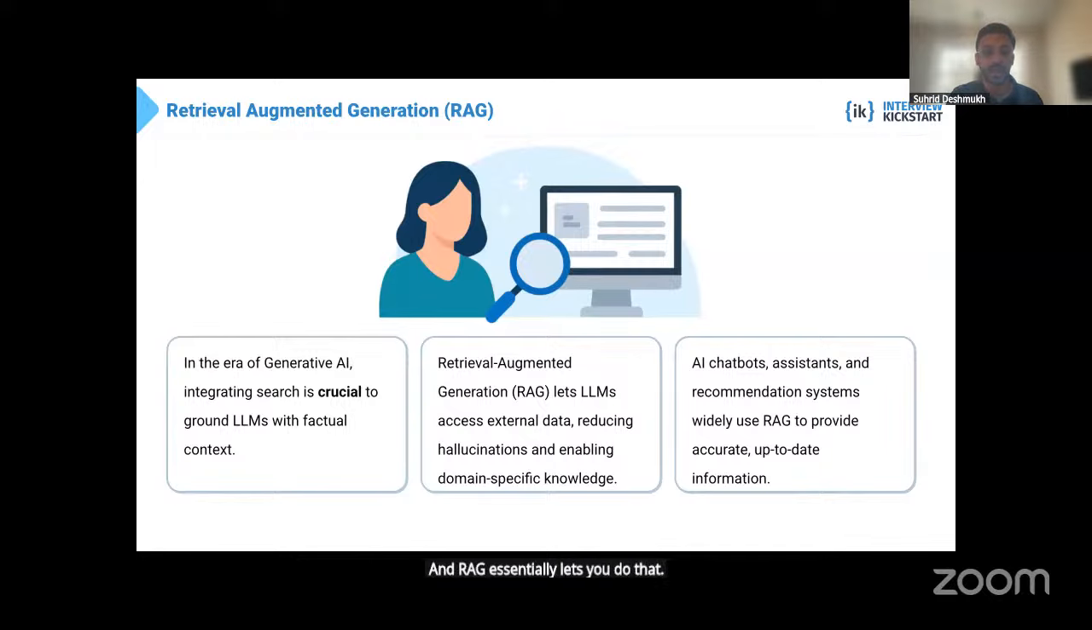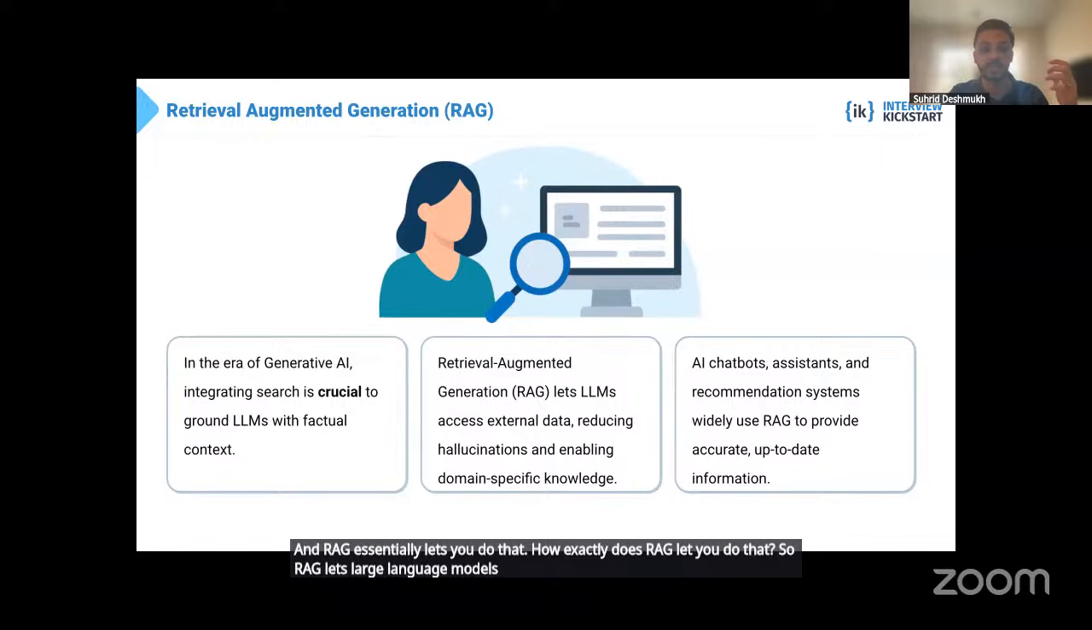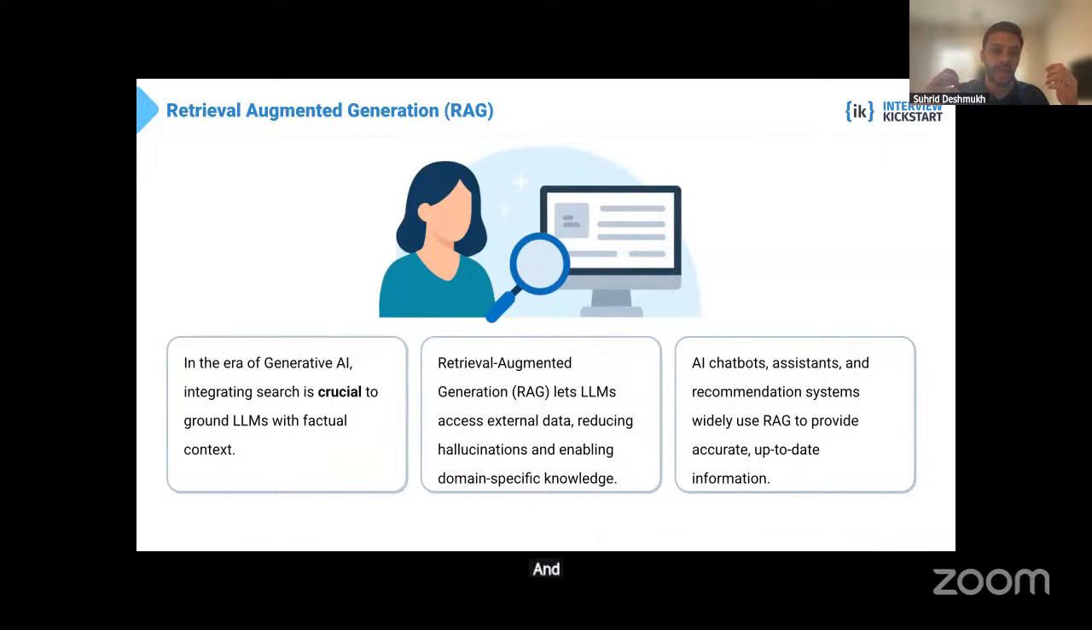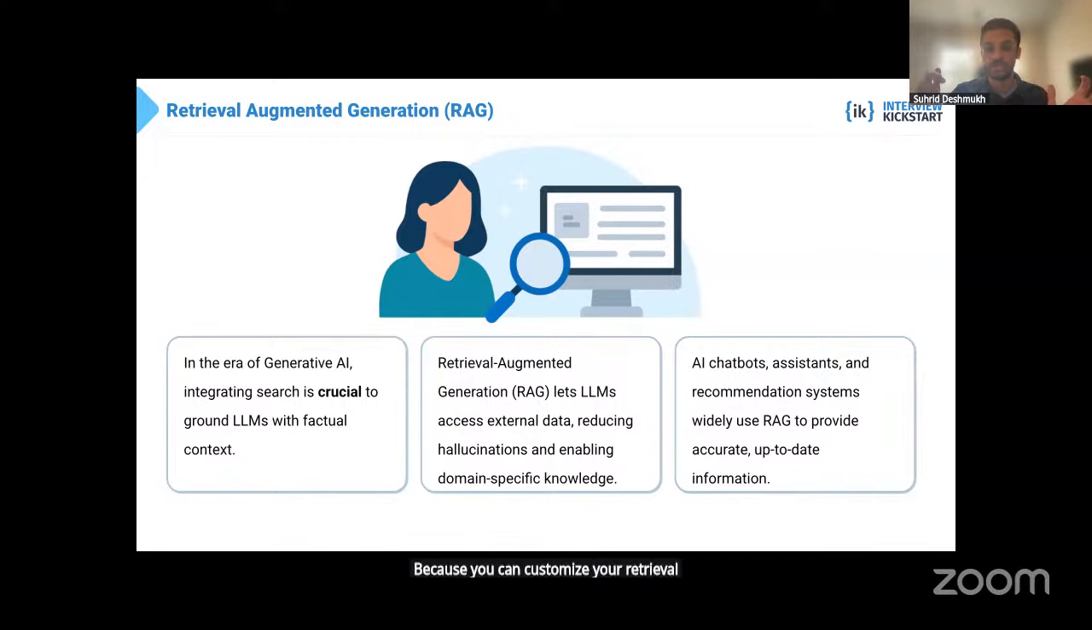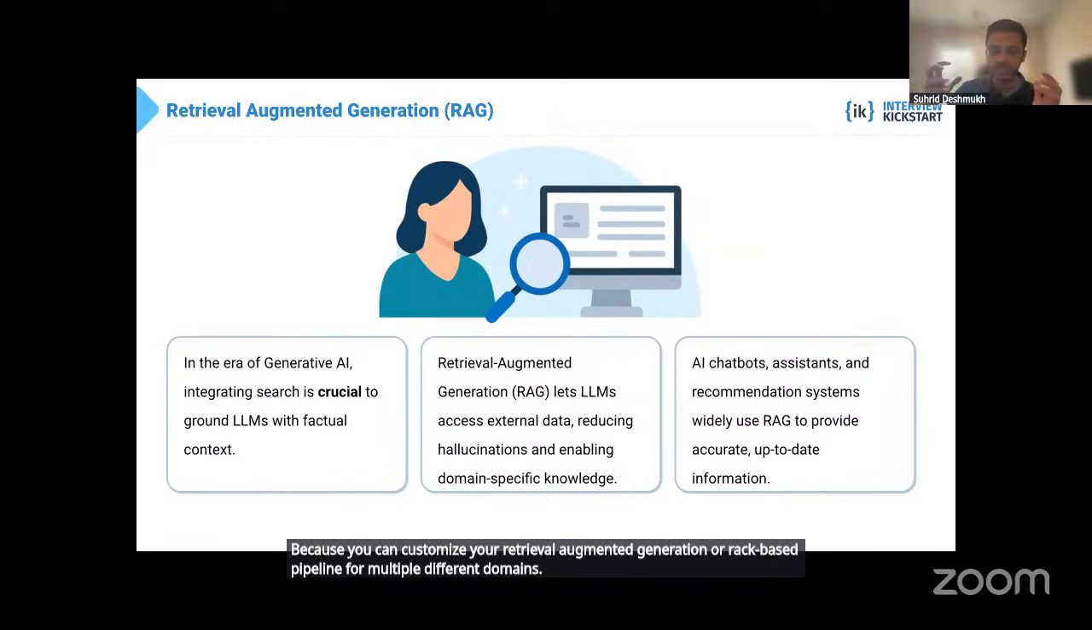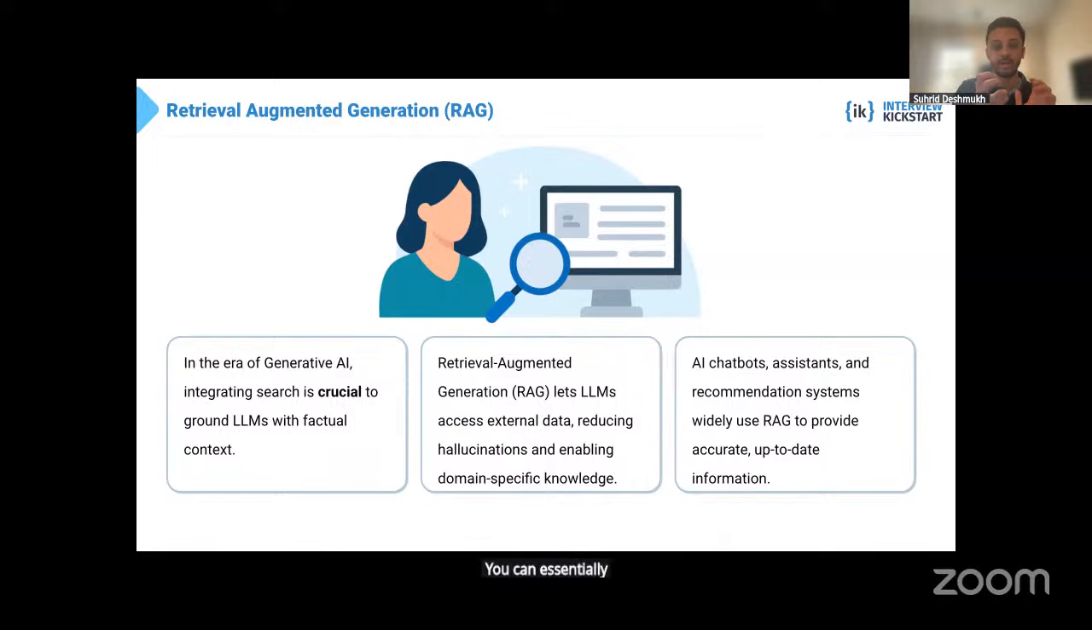How exactly does RAG let you do that? RAG lets large language models access external data. And because RAG lets LLMs access external data, it enables creating a domain-specific dictionary for your large language model application. And as you can imagine, because you can customize your retrieval augmented generation, or RAG-based, pipeline for multiple different domains, you can essentially create a very domain-specific application using an LLM.